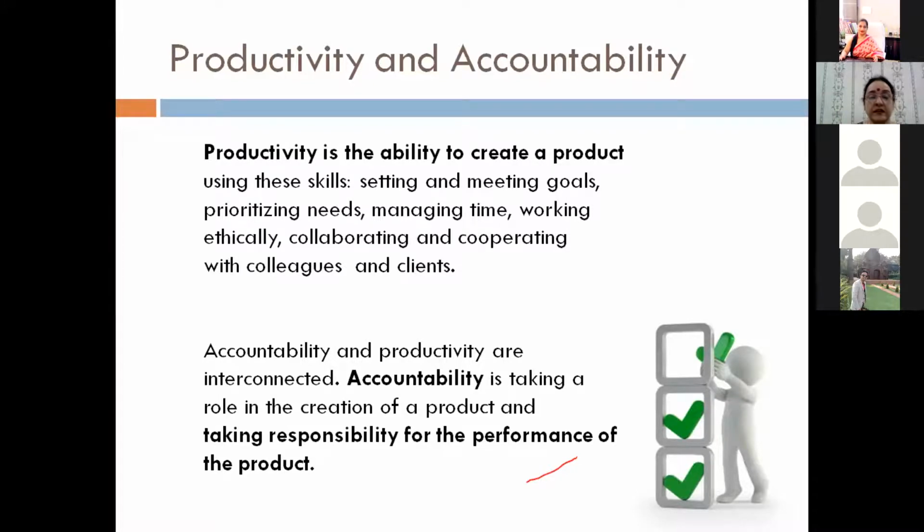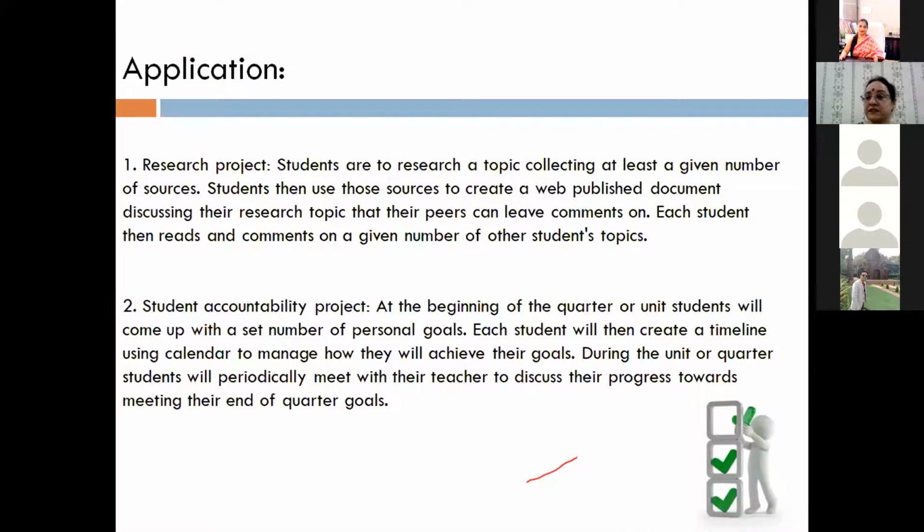Then accountability and productivity are interconnected, as we all know, because accountability is taking a role in the creation of a product and taking responsibility for the performance of a product. So again, accountability and creativity and responsibility all go together. The application, you have research based projects for children, you have student accountability projects in your school. So I won't elaborate much on these.